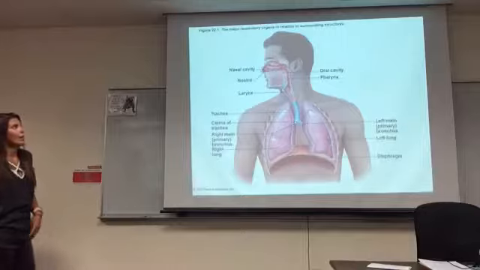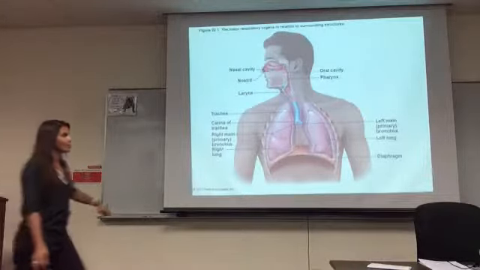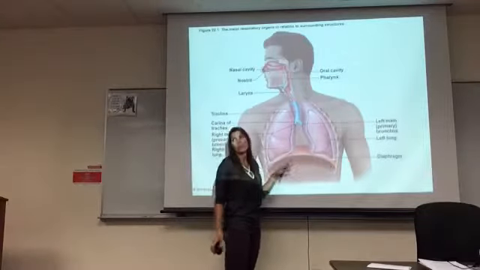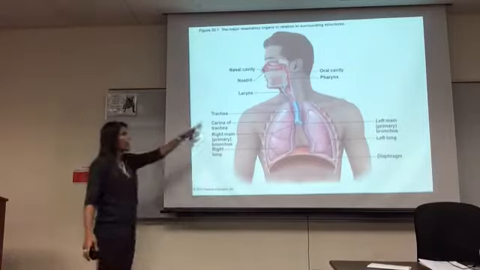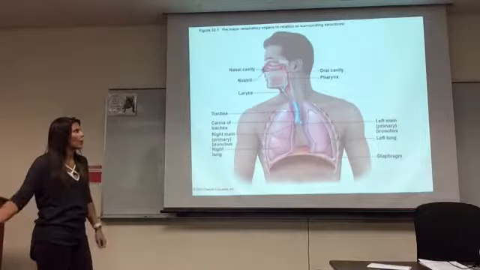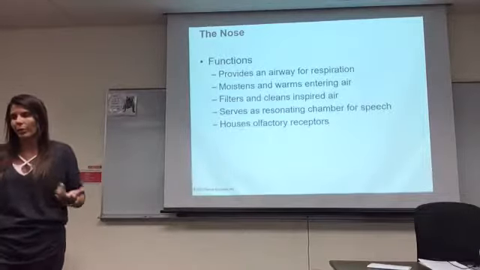So here's a good diagrammatic representation of the respiratory system. This right here is the diaphragmatic muscle. So this muscle is what pulls down when we talk about our diaphragm. It also separates those cavities from your abdominal cavity. We'll go through each structure of the respiratory system, beginning with the nose.